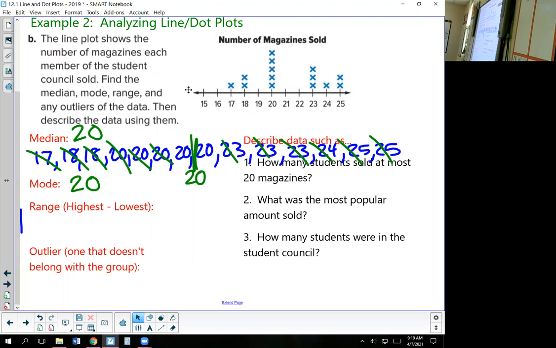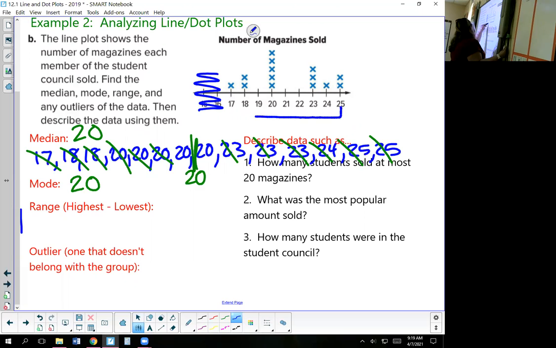No. Are there any 16s in the data? No, they're just added there. Why are they added there? I don't know. They should have never put it there in the first place, but look at your numbers. My lowest number in the data is really 17, and my highest is 25. So in this case, right here doesn't exist. So you look at where your first dot is at, and your last dot. So the range in the data is here.